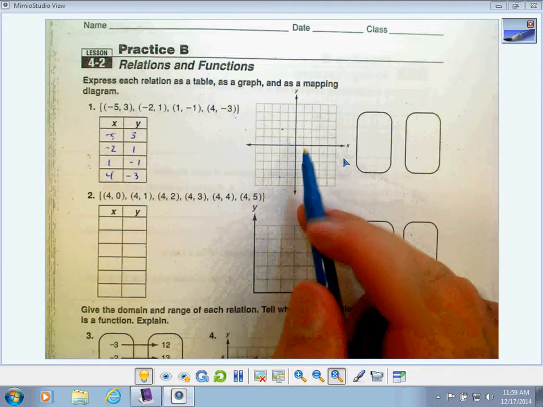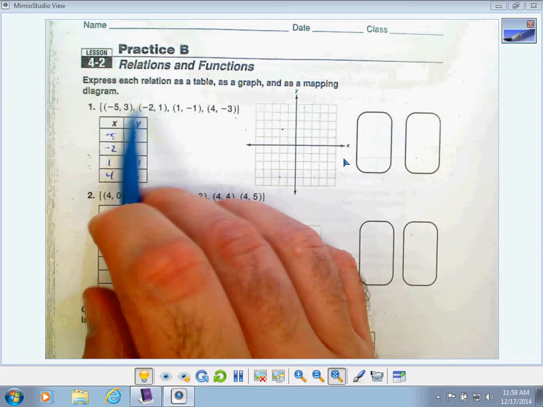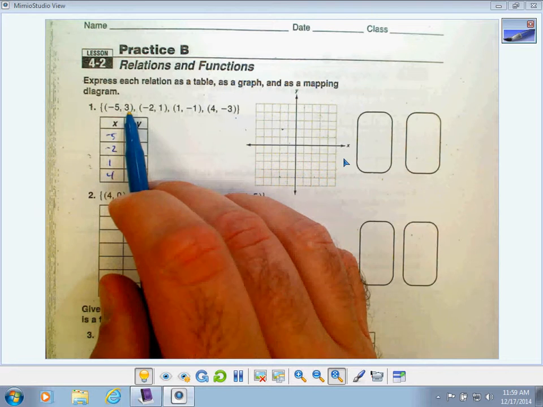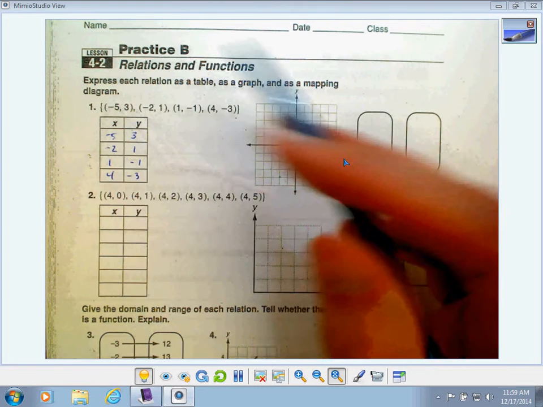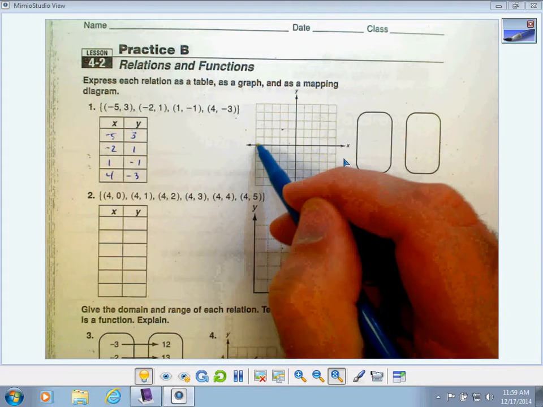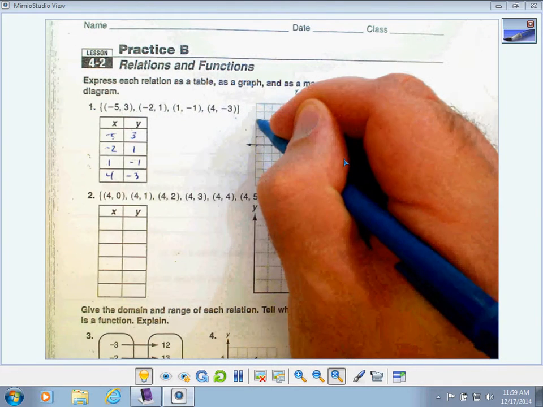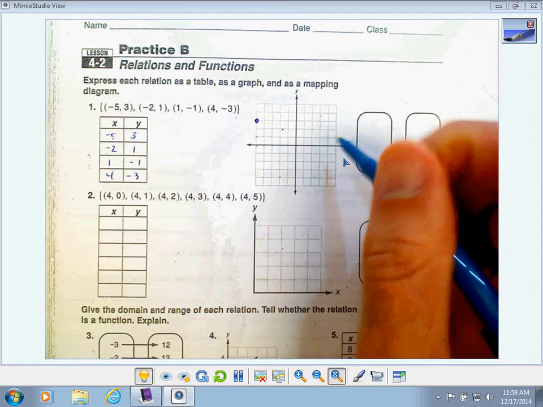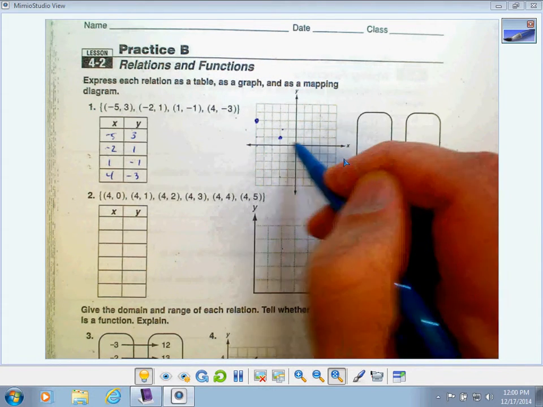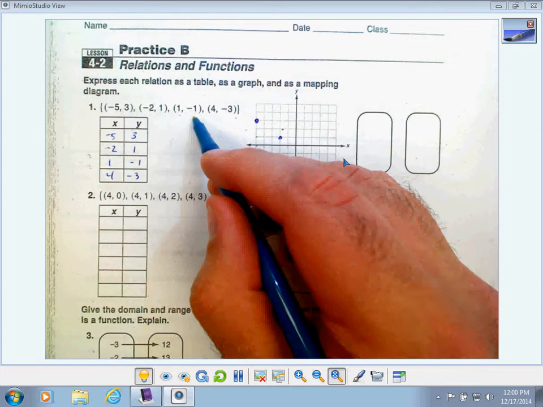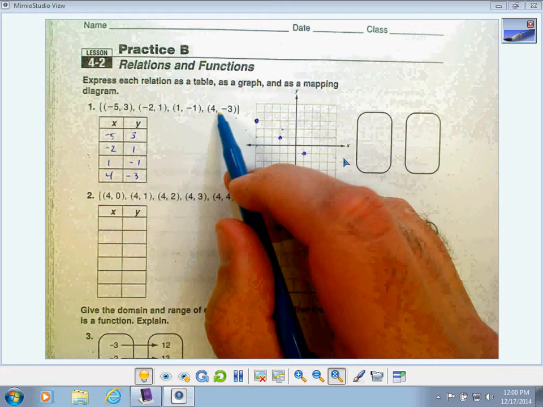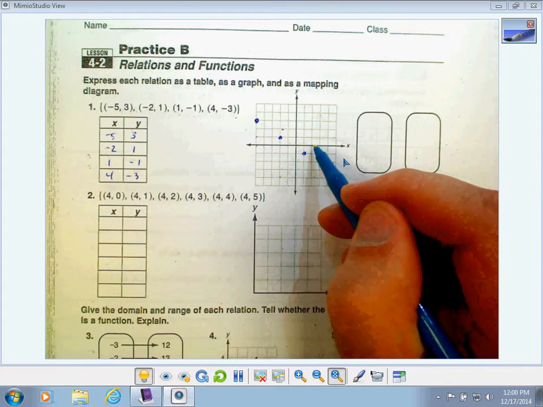Can you graph points? Well, this means how you move on the x-axis, and this is how you move on the y-axis. So this point says to move left 5, 1, 2, 3, 4, 5, and up 3. So we have a point way out here. This one says to move left 2 and up 1. This one says move right 1 and down 1 here. And this one says move right 4 and down 3.